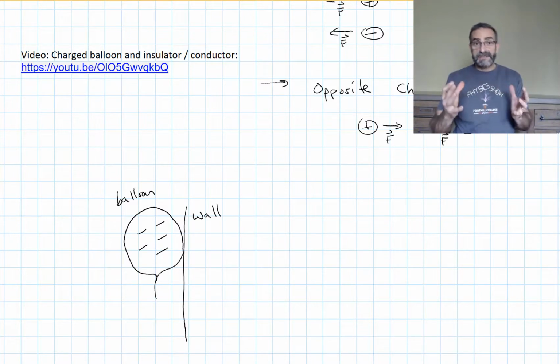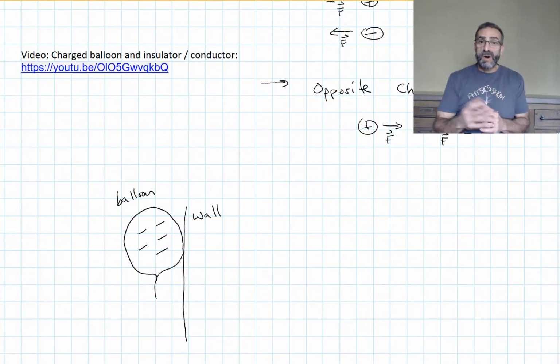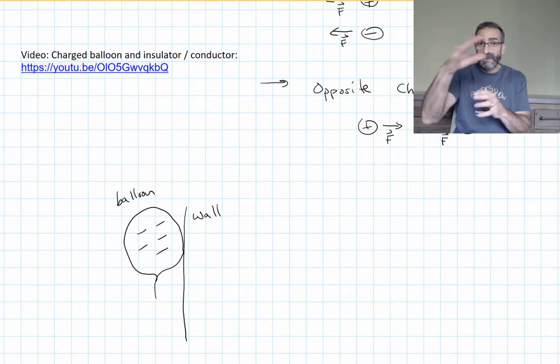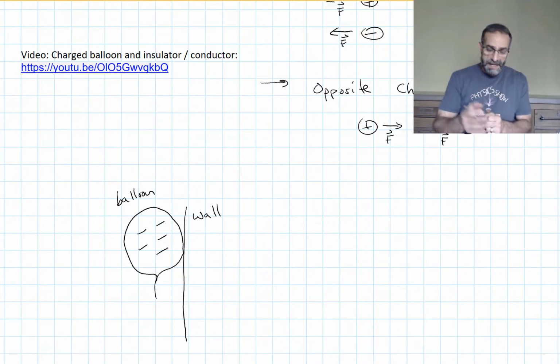So there's some excess negative charges on that balloon. We bring it up next to the wall. The wall is an electrical insulator. That means that the electrons are tied to the atom that they surround. They cannot move around within the material. They're tied to a specific atom.